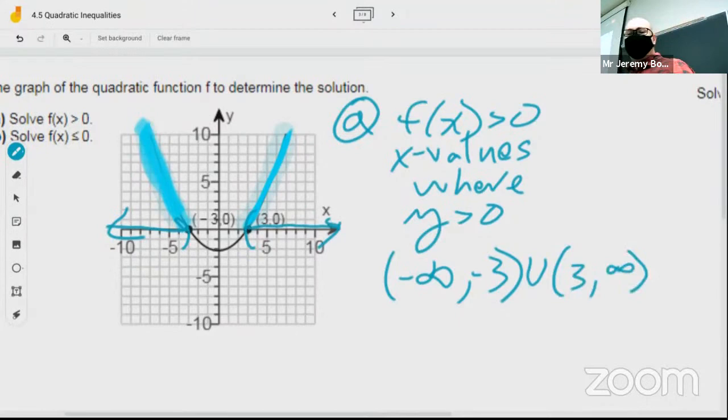And we don't include the negative 3. We don't include the 3 because we're only talking about where it's greater than 0, not where it's greater than or equal to 0. Any questions on that?